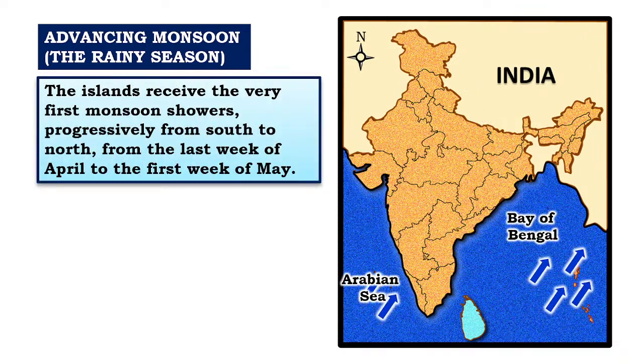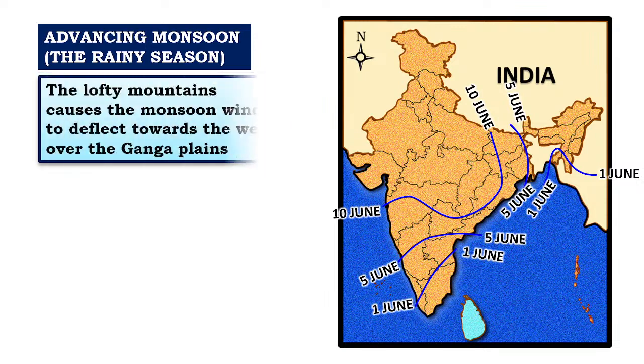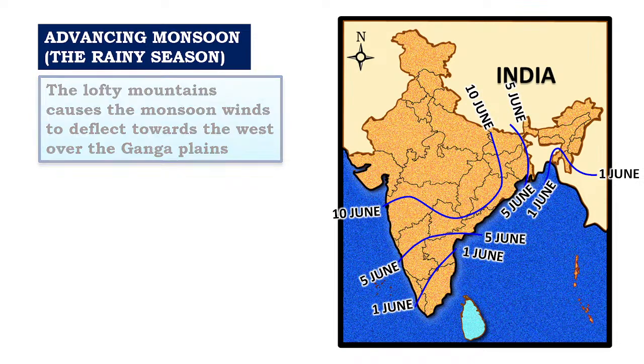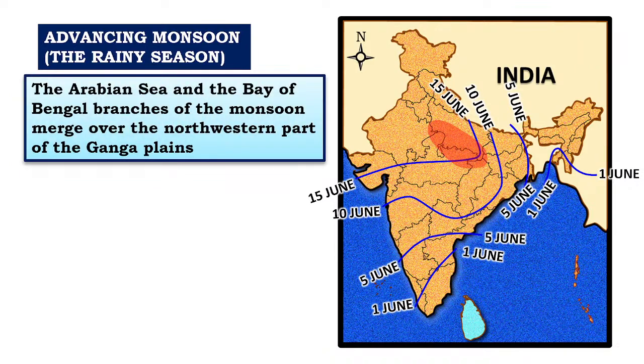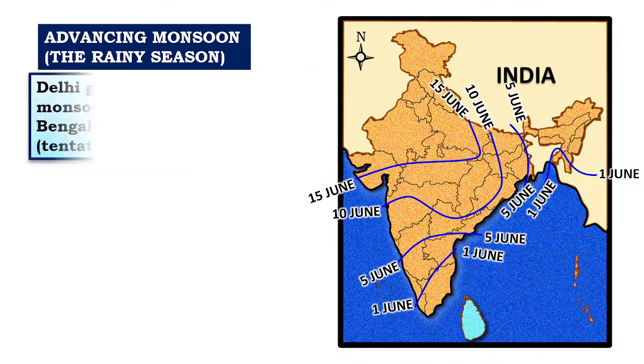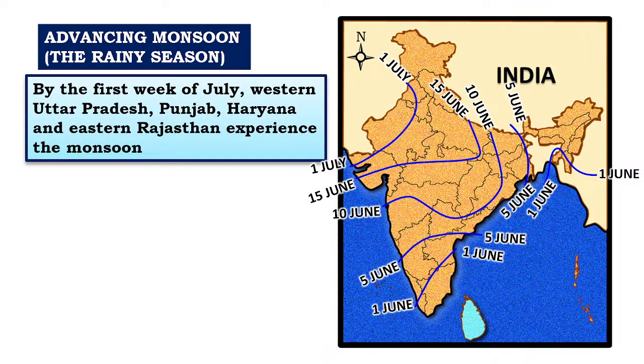Look at this. The islands received the very first monsoon, that is Andaman, Nicobar and Lakshadweep here. The Bay of Bengal branch also advances rapidly towards Assam. Next, 15th June. There is a low pressure here and the whole of India will be covered by the end of June. Can you see the whole of India is covered by the monsoon? So by July 1, this should happen.